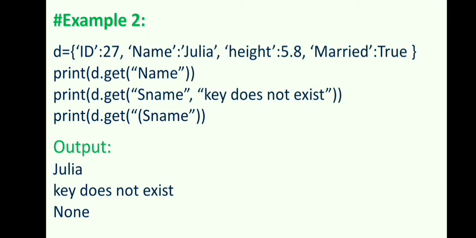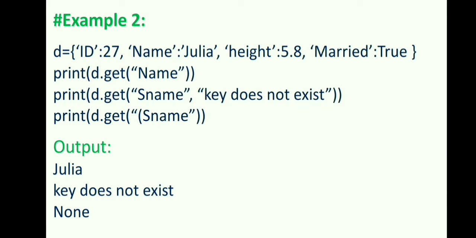Example 2. In this example, we have used the dictionary get method to retrieve values. In the first print statement, we have used the get method by specifying only the key name without any default value. We will get Julia as an output. Here the key name is in the dictionary, so Python will return the value associated with the specified key.